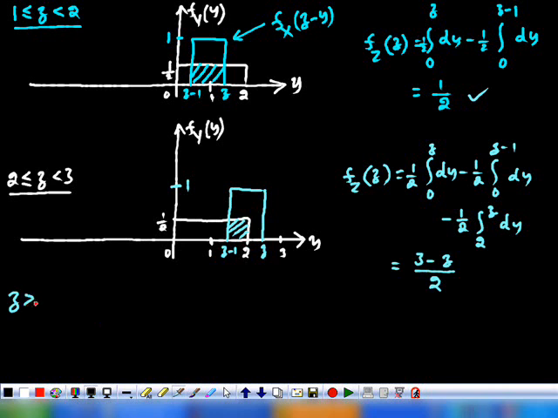for z greater than or equivalent to 3, what will happen? Z comes to here. Z minus 1 will come somewhere here. No overlap. So therefore the product is 0. Area is also 0. Therefore, fz of z is equivalent to 0 for z greater than or equivalent to 3. You can verify this from the equation. When you substitute z equivalent to 3 here, 3 minus 3 by 2 is 0. That is, at z equivalent to 3, it becomes 0. So this is the way of finding the convolution between two functions, fx of x and fy of x.